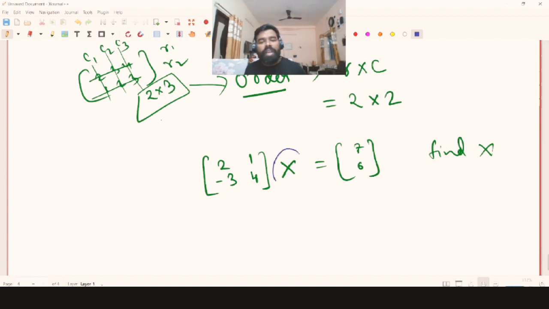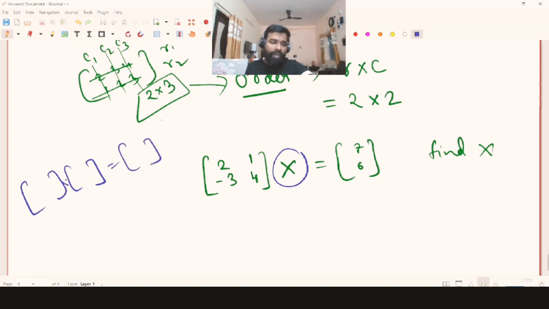So the first thing is we need to find the order of this x. So how to find the order? When you have two matrices like this and you are getting some other matrix after multiplying these two. First you see what is the order of the first matrix, that is 2 into 2, isn't it? And what is the order of this matrix written outside the equal to sign? You have two rows but only one column. So you have 2 into 2 and then 2 into 1.